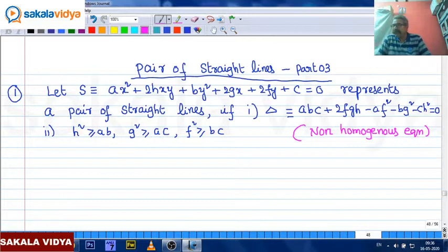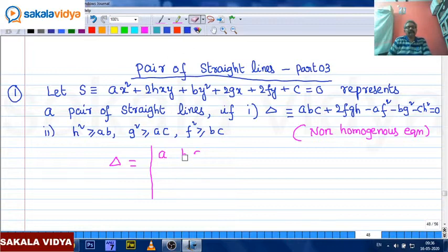Even this delta can be remembered like this also. Delta is equal to the determinant of rows a, h, g; h, b, f; g, f, c equal to 0. So you can remember it like this.